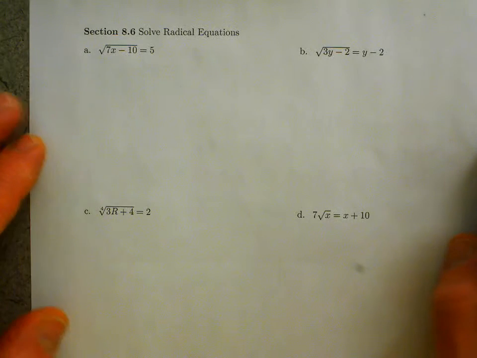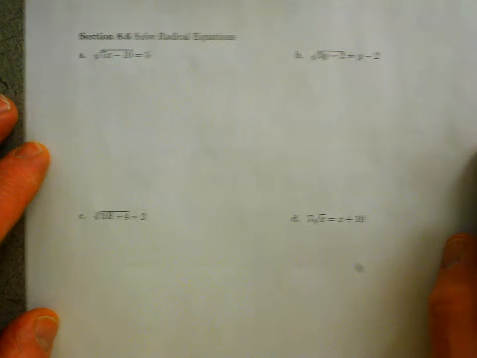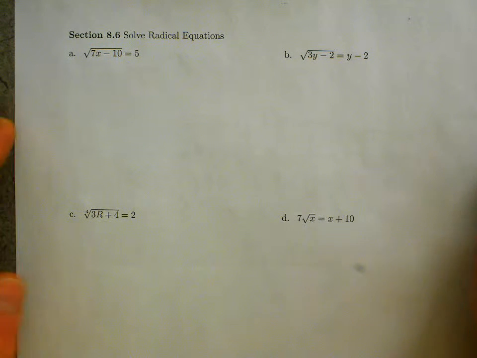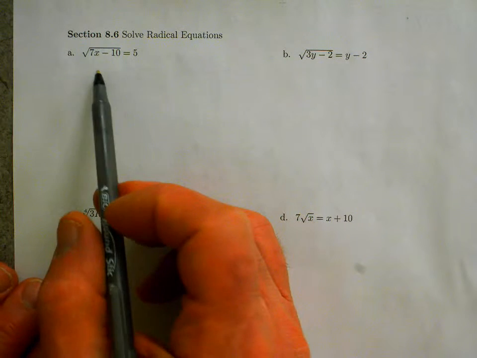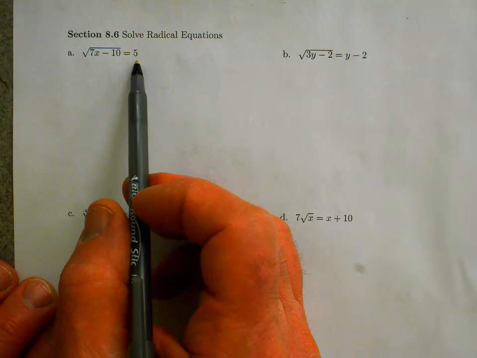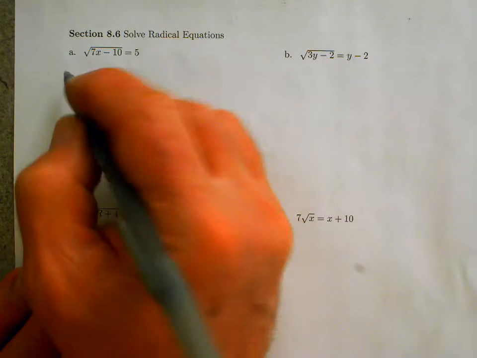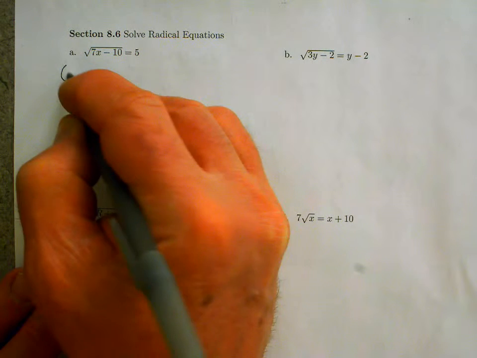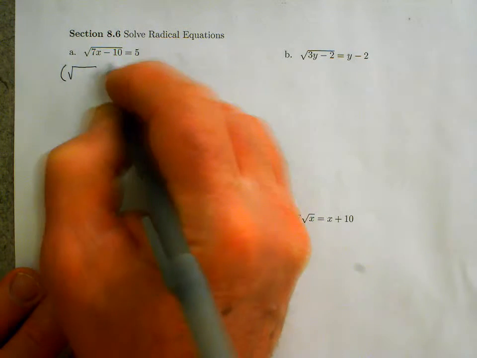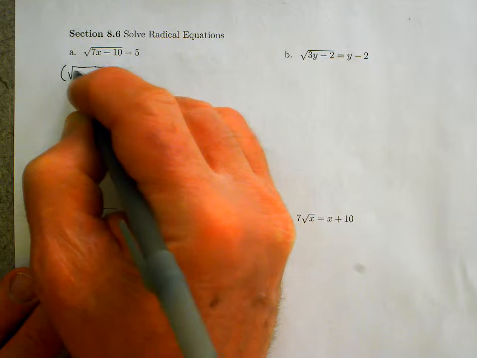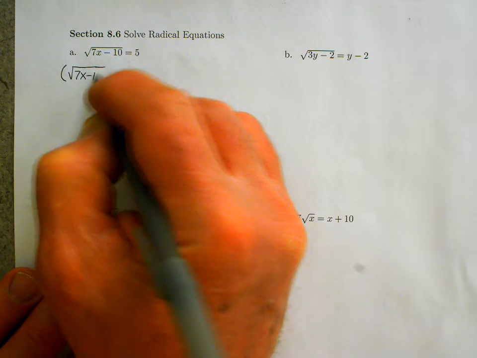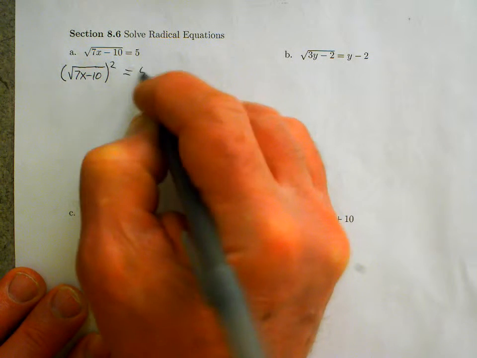Okay, the next page, solve the radical equations. Here we have the square root of 7x minus 10 equals 5. So we begin by squaring both sides. We want to solve for x, but x is inside a square root, so we square both sides.